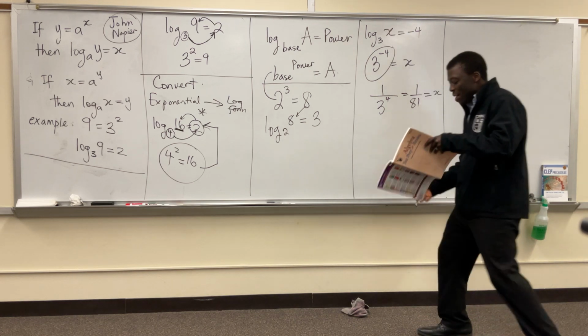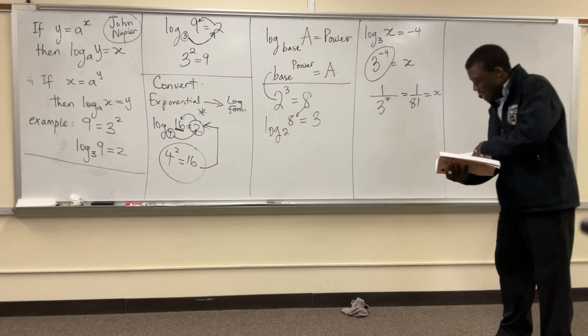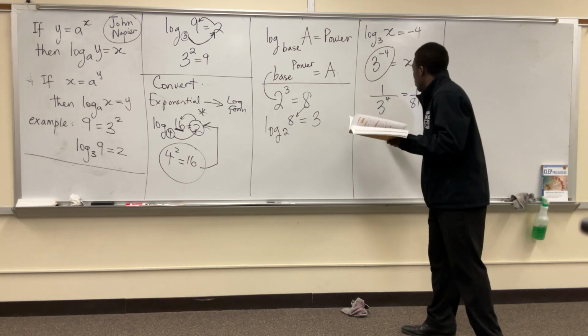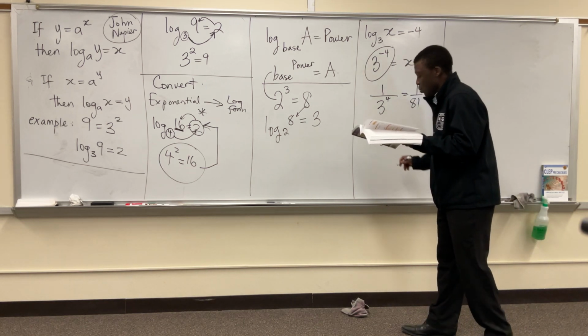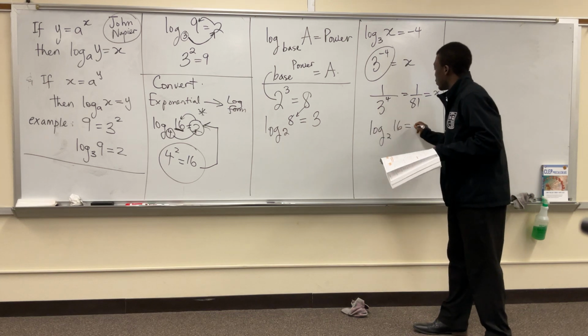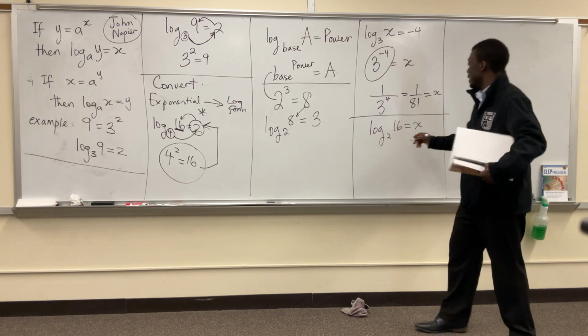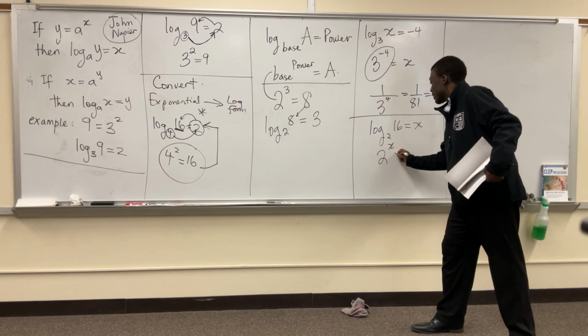So, okay, let's try a few more examples, and then we'll pause from logarithms. So what we're doing now is, what do we do when we have unknowns? So then what about log base 2 of 16 is equal to x? That means that we basically say 2 to the power x is equal to 16.